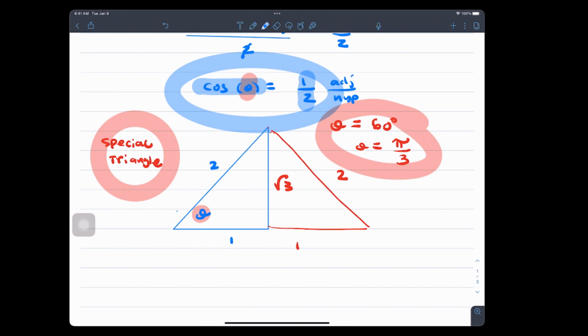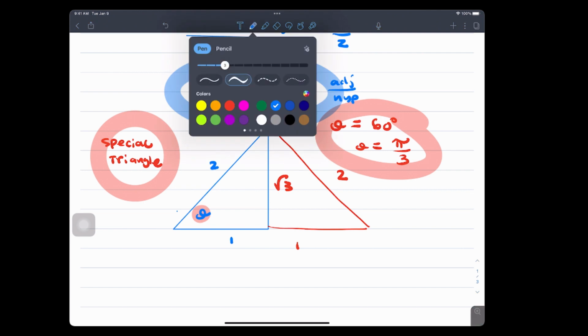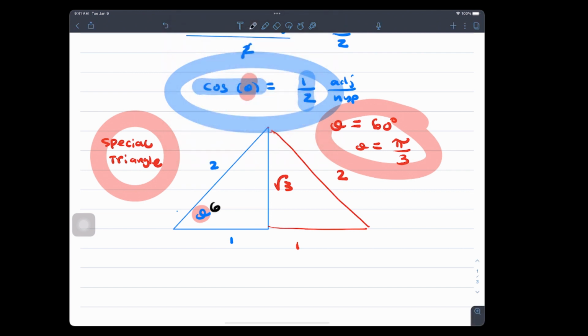And we always find that we have this special triangle. Remember, there's only 2 special triangles that you need to know: the 45, 45, 90, and the what? 30, 60, 90. This is the 30, 60, 90. Here's my 60 degrees. This is bisected, this is the 30 degrees, and this is the 90-degree angle. So cosine theta being 1/2 means that the angle theta has to be 60 degrees, or pi over 3 in terms of radians.